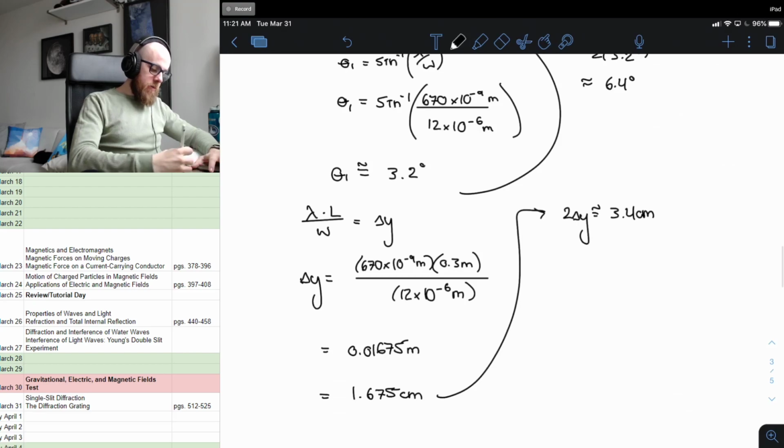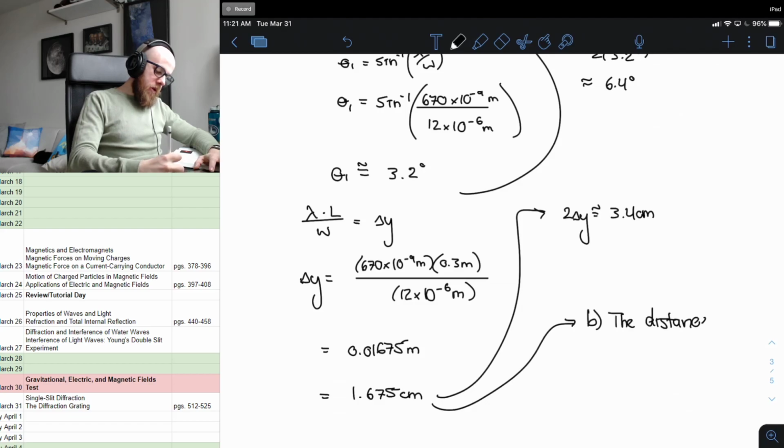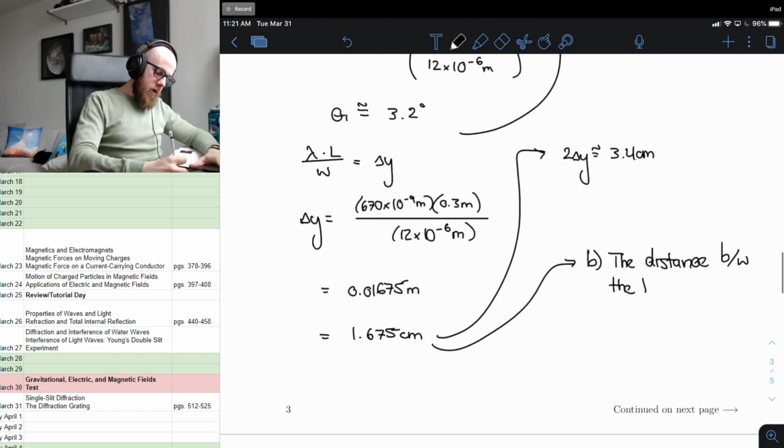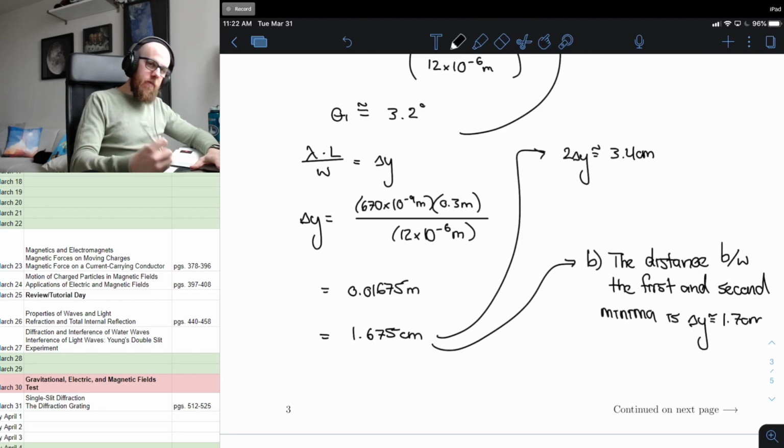Or yeah, approximately 1.7. So from this, B, the distance between the, what was it, second and third? First and second minima? First and second minima is delta y, which is equal to approximately 1.7 centimeters.